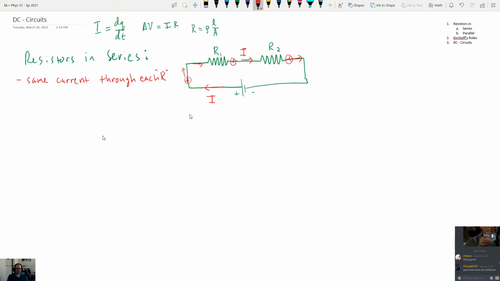So same current through each resistor. If this wasn't true, then you'd have problems with charge conservation. We know that electrical charge is a conserved quantity, and if there was, let's say, more current flowing through R1 than there was through R2, then you could reasonably ask, well, what happened to the current when it moved from R1 to R2? So in order to have charge be conserved, you have to have the current be basically the same in both of them.